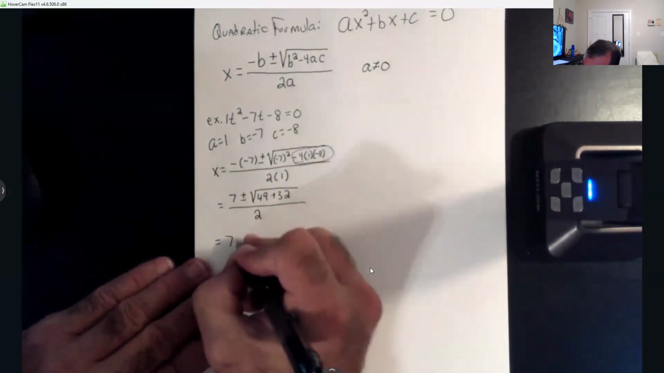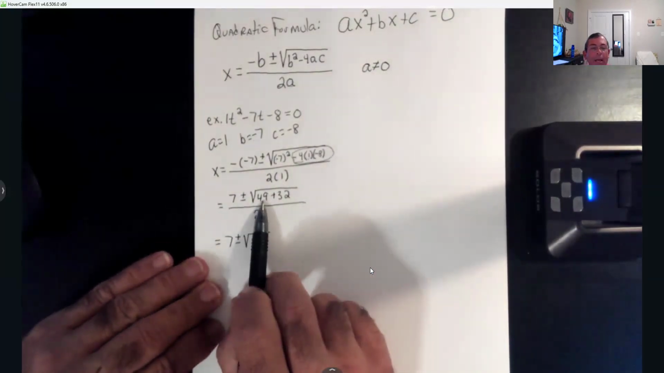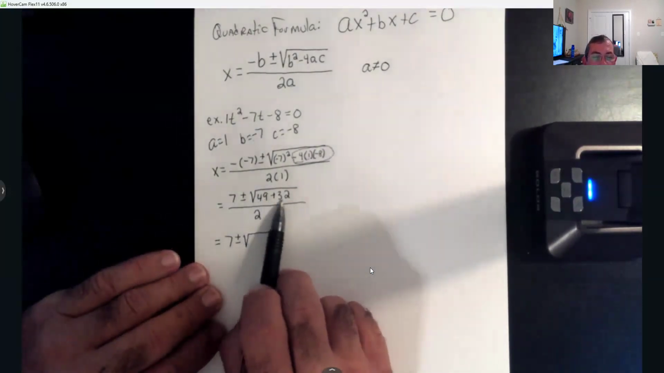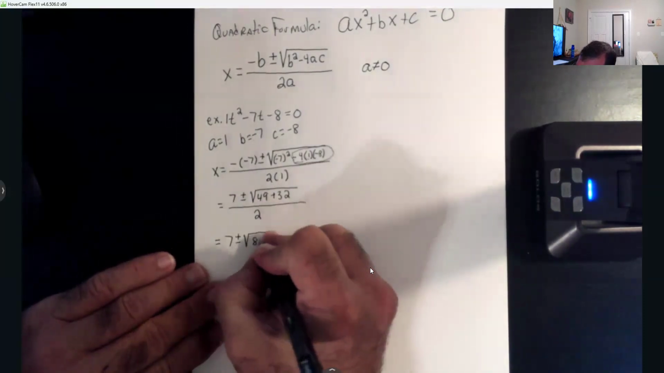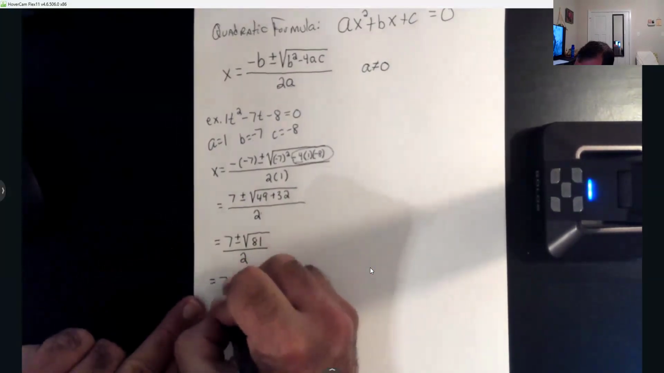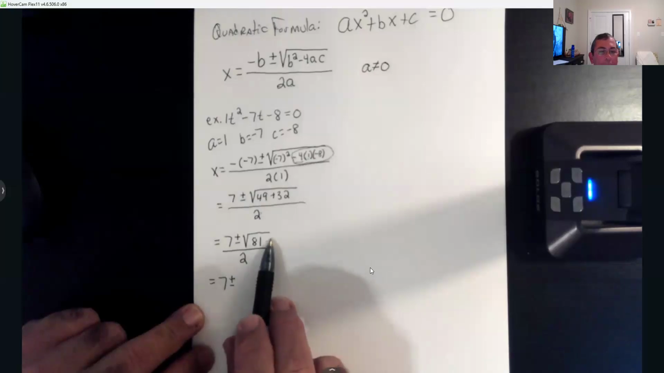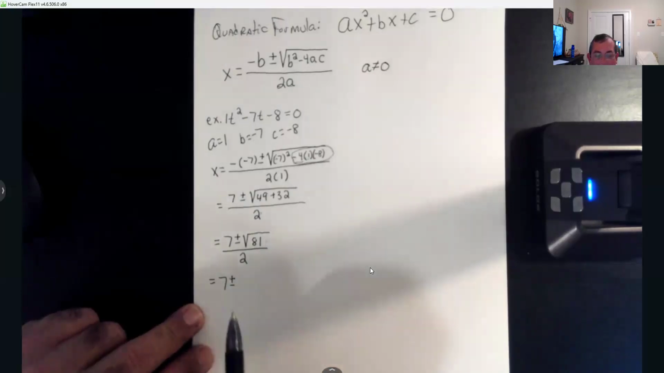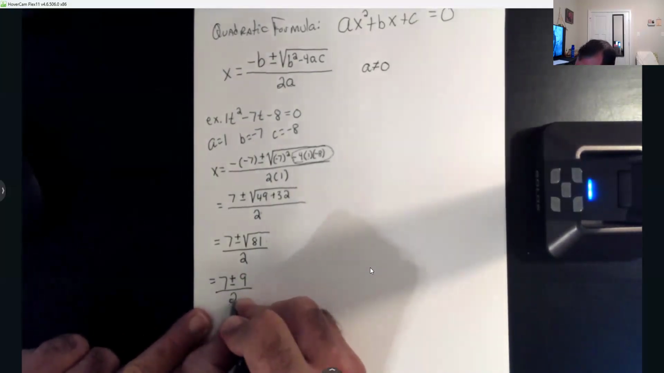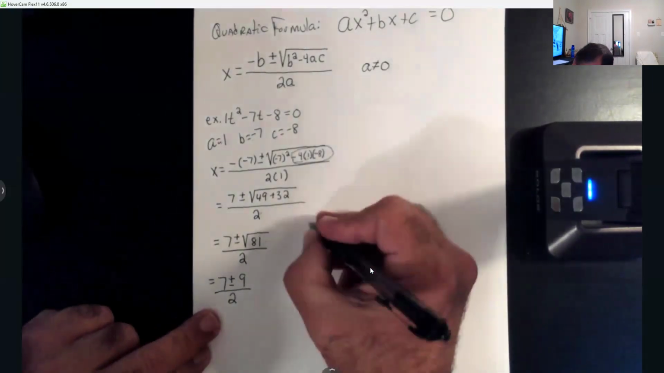All right, so I'm going to bring down my 7 plus or minus my square root. So y'all, 49 and 32. Let's see, what's that giving me? 70 and 81. So that's an 81 all over my 2. Well, y'all, what's the square root of 81? Square root of 81 is going to be a plus or minus 9. And then that's all over 2. So now I use this to get my 2 answers.